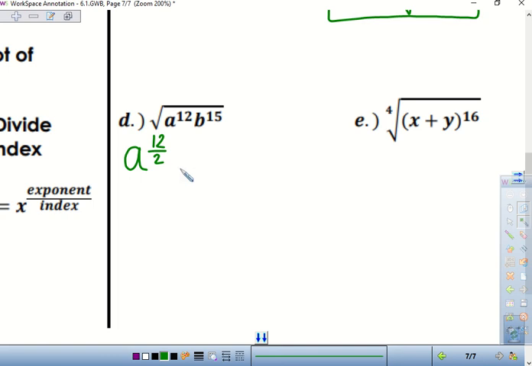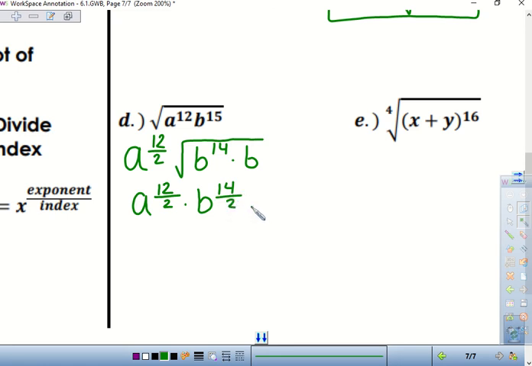Now the problem is, if I take the b out and put it the same way, I'm not going to be able to simplify that, right? I'm going to get 15 over 2, which is going to be 7.5. So here's what we are going to do instead of that. Can't we rewrite b as b to the 14th times b?